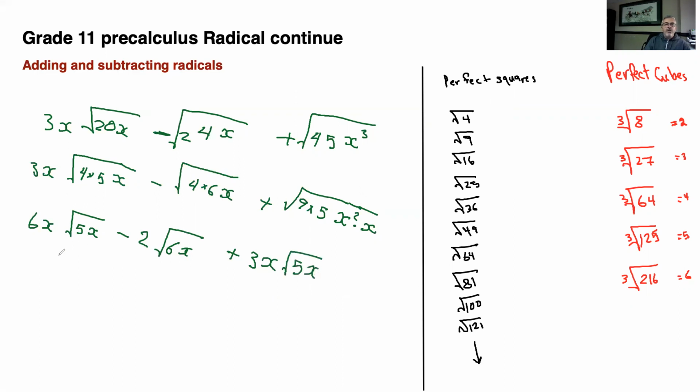Now the only like terms you have here are this and this, because they have the x here and they have the 5x under the radical, so they are like terms. So 6x plus 3x is 9x, and the radical 5x, just don't add the radicals inside, don't say that's 10x or whatever. Minus 2 root 6x, just carry that. And we'll go to the next example.